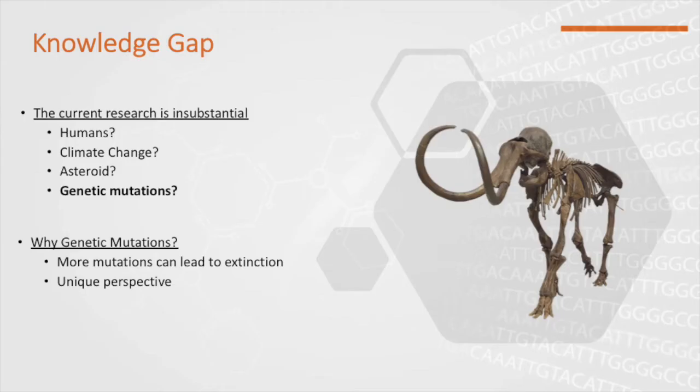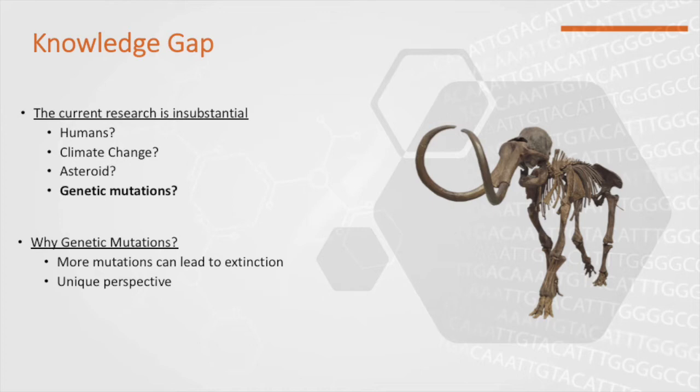There is a current knowledge gap in the field. The current research is insubstantial. What caused the Pleistocene extinction? There is a dispute in the scientific community about what led to the extinction. Some theories point to humans overhunting, the environment getting warmer, creating a loss of habitat, and even a giant asteroid slamming into Earth. However, I want to look at genetic mutations and the possible role they may have played.